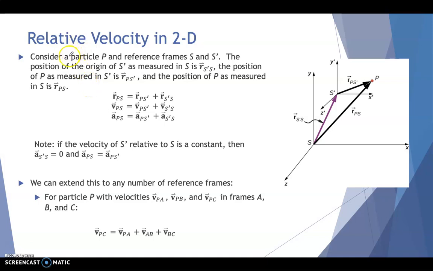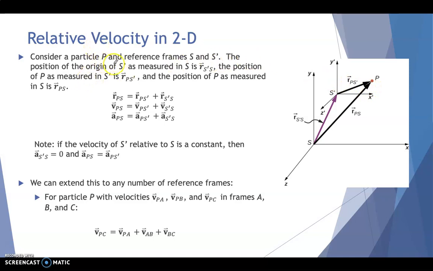So we can look at this in 2 dimensions as well, or in 3 dimensions. Okay, so if we consider a particle P and reference frames S and S prime. Just like in here, we have 2 reference frames. We have S, which is this first one with X, Y, and Z. Then we have a second reference frame, S prime, with X prime, Y prime, and Z prime. And we have 1 point, P.